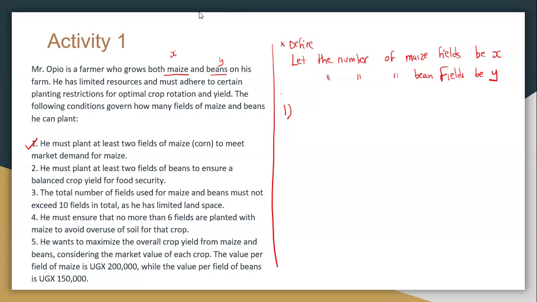Very good, Isabella. At least, greater than or equal to. Now I'm going to underline that word for you. This word "at least" is what we are looking for, and they're telling us at least 2. Since we have said that our maize is X, and in the question it says at least 2 fields, my inequality is going to be X greater than or equal to 2, because they have said plant at least 2 fields of maize. So that is what we are going to write.